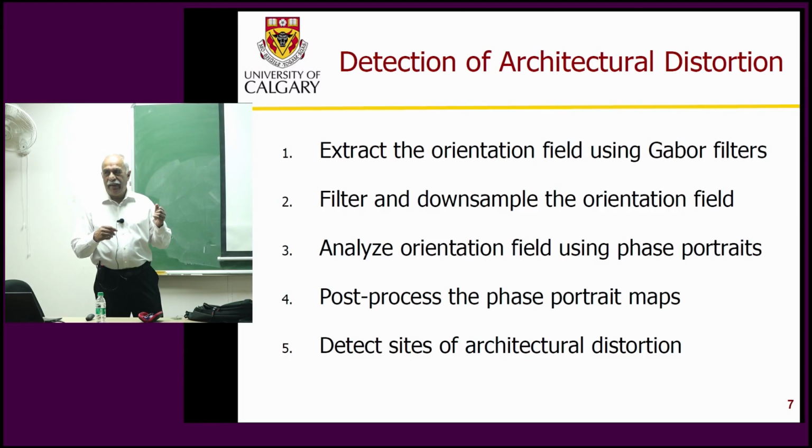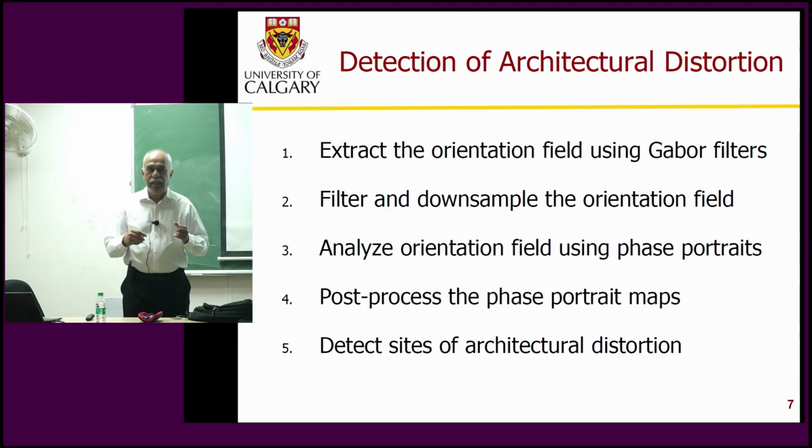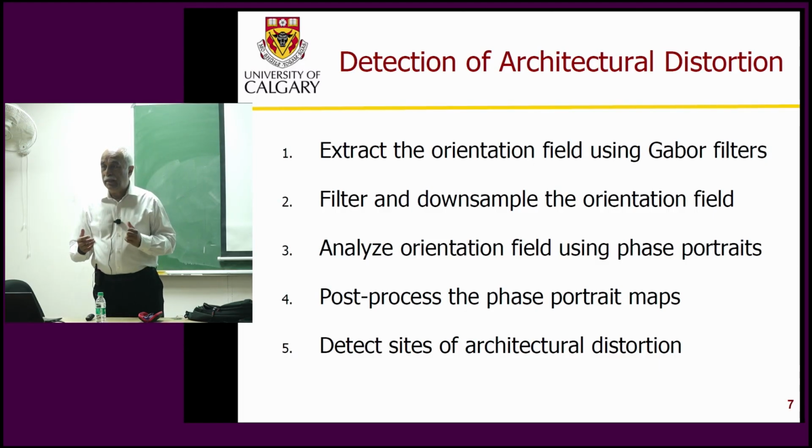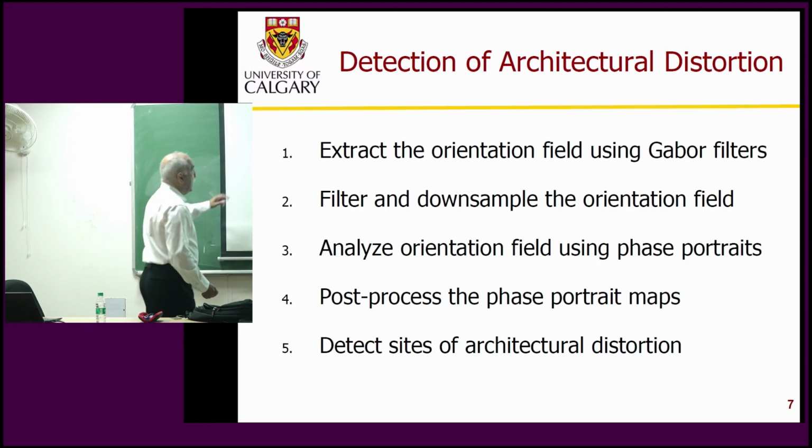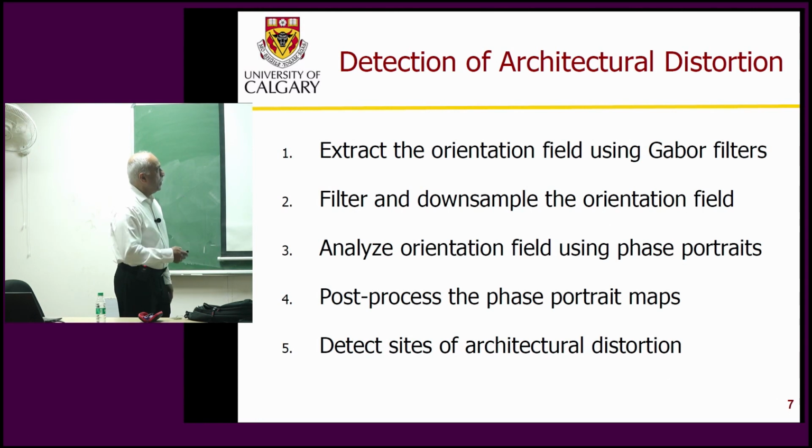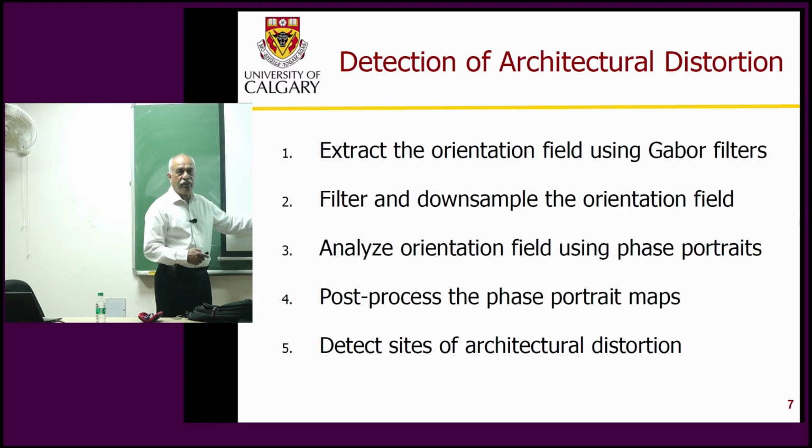Texture flow, as we defined earlier, is obtained using just gradient operators. Gabor filters will detect oriented components, as we have seen, and I'll show more. Then analyze the orientation field using phase portraits. I mentioned that briefly, I'll show you again. Post-process the phase portrait maps and detect sites of architectural distortion.